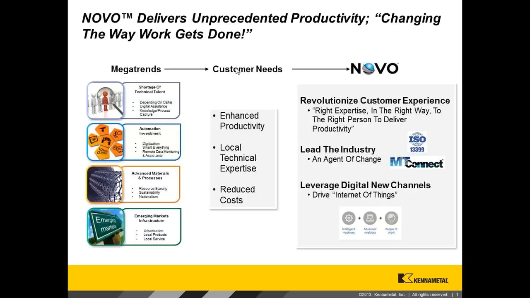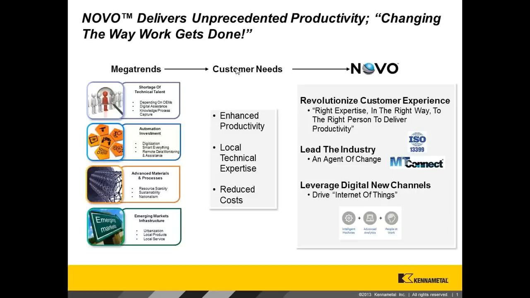So what you see here on the screen is a slide that has been shared at our corporate level and to the investment community. And it's really, why is Kennametal investing in NOVO? Why change the way the work gets done? On the left, you see the industrial market mega trends, which are affecting us and our customers, which are translated into some pretty simple but definite needs for the industrial marketplace.